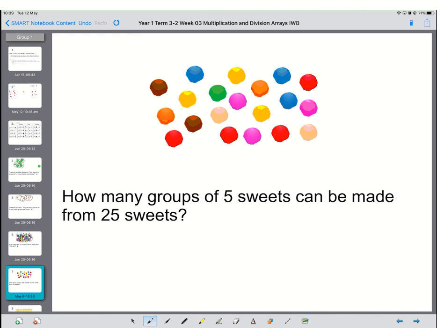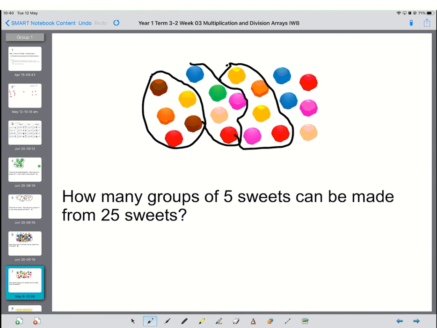How many groups of 5 sweets can be made from 25 sweets? Okay, so again, we're making groups of 5. That's one group of 5. Wiggling round, 2 groups of 5. 3 groups of 5. And 4 groups of 5. Let's just count them and check. 1, 2, 3, 4.